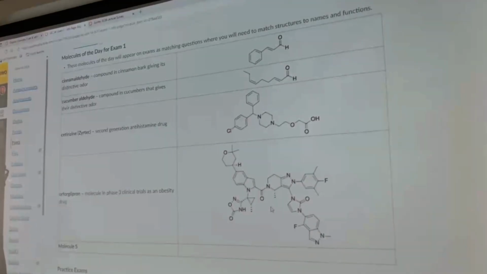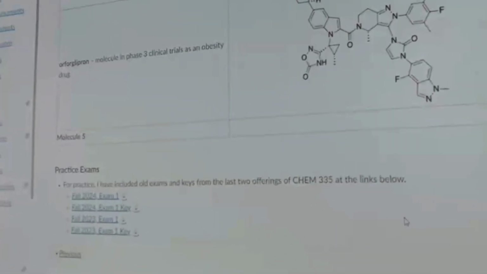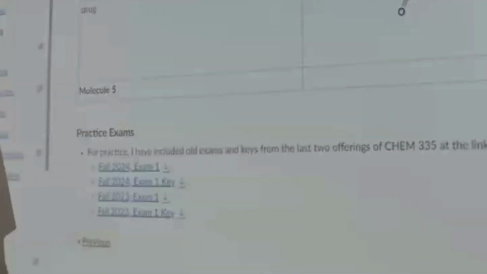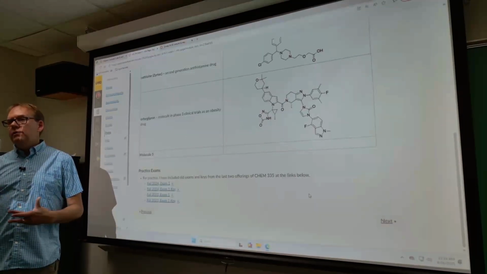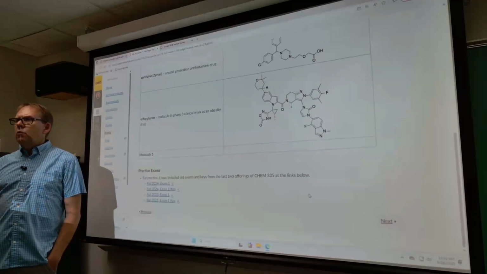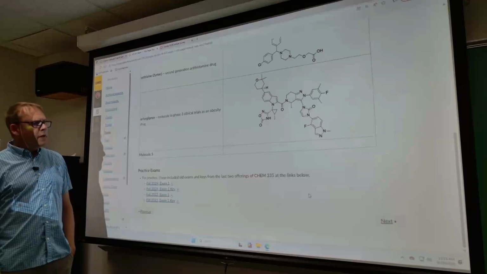And there are practice exams too. If you're looking for practice and you've done the ALEX homeworks for the chapters that have been assigned, these are really good practice. The ones from the last 2 times I've taught the class are here, Fall 24 and Fall 23, Exam 1. The blank exam is there along with a key so that you can check your work and see if you're doing it right. A lot of people find these really helpful. They give a sense of how well you know the material, and it just serves as good practice. So that's what's coming up.